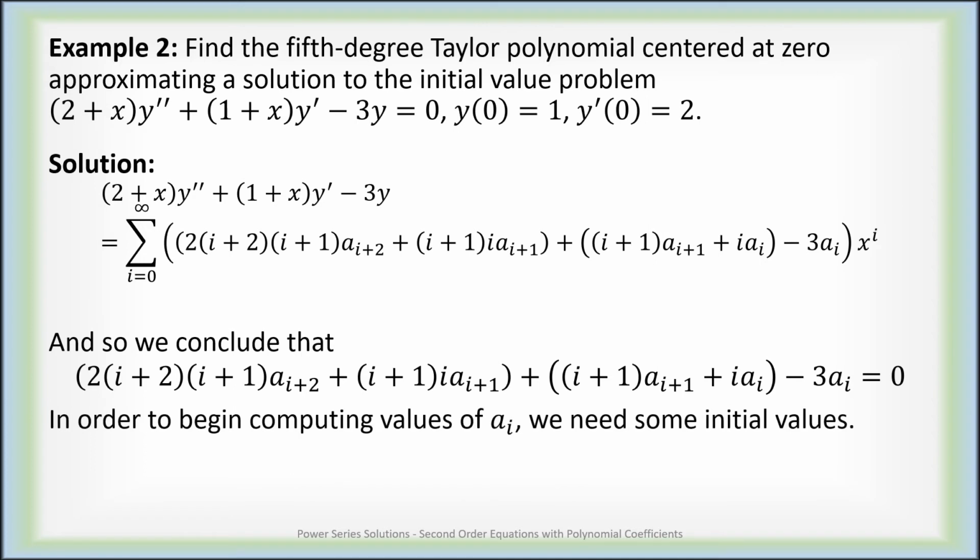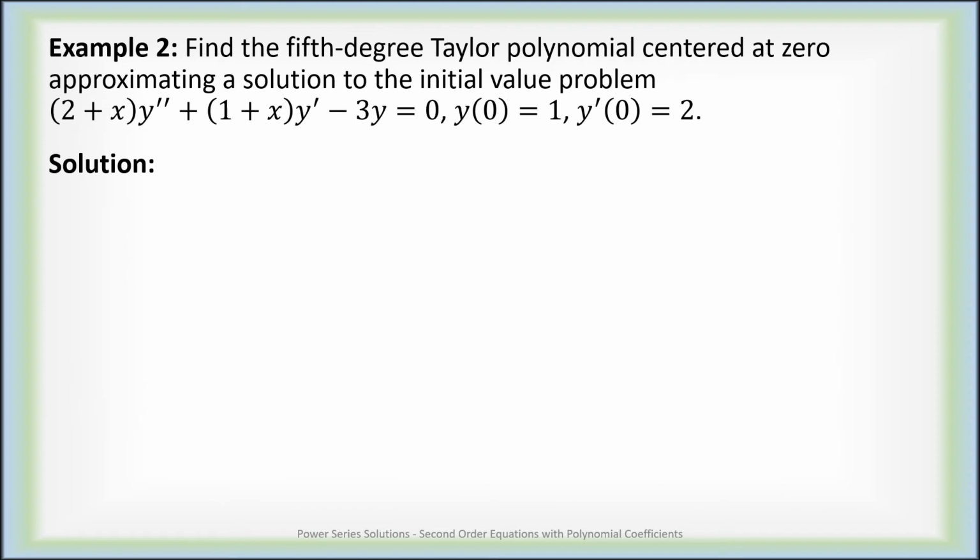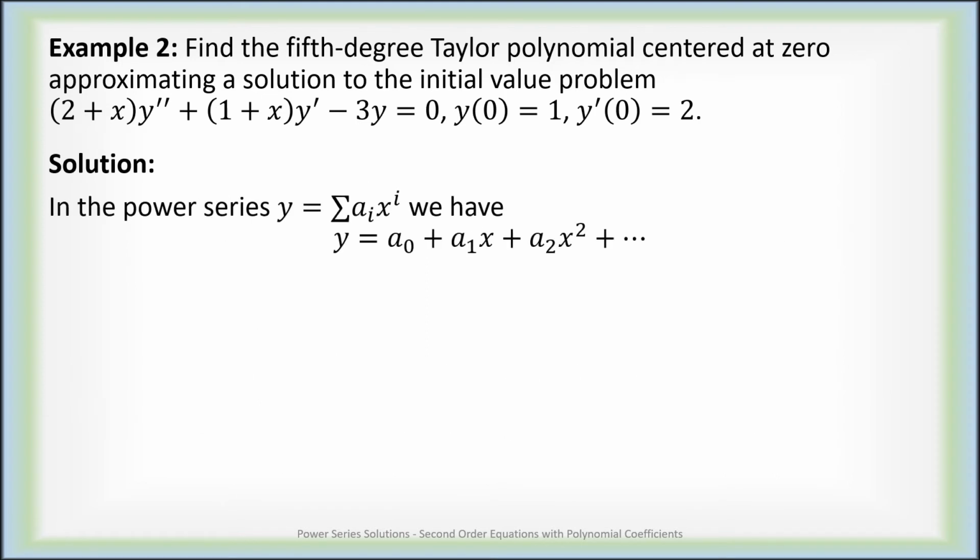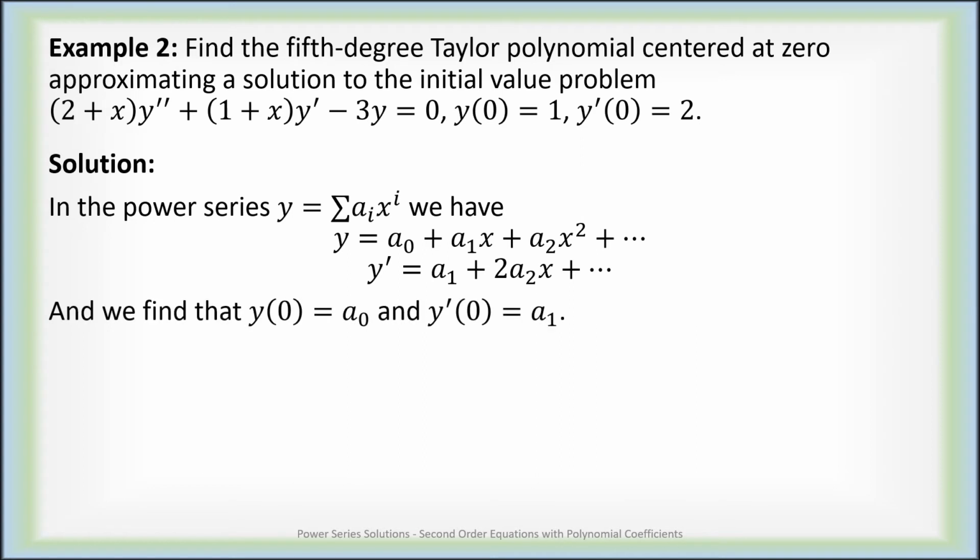In order to begin computing values of these coefficients a_i, we do need some initial values. So here was our power series, a0 plus a1 x plus a2 x squared, and so forth. y prime, if I take a derivative, we end up with that. So y of 0 is a0, if I plug in x equals 0, we just get a0. Similarly, plugging in x equals 0 for y prime gives me y prime of 0 is a1.